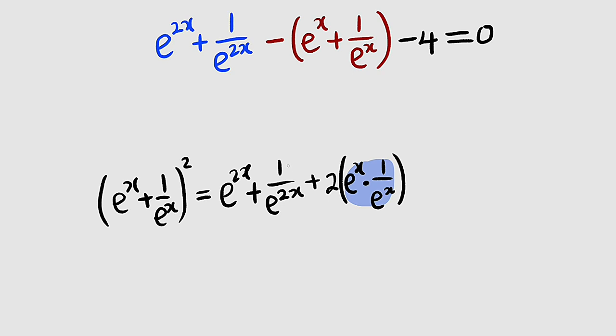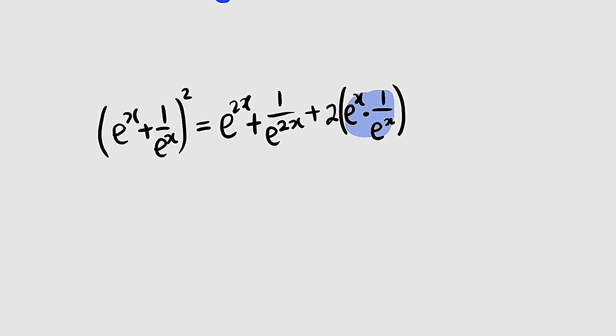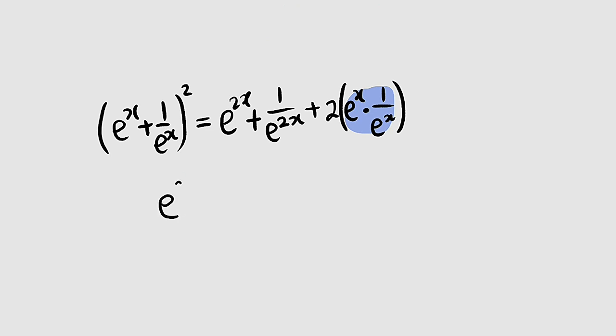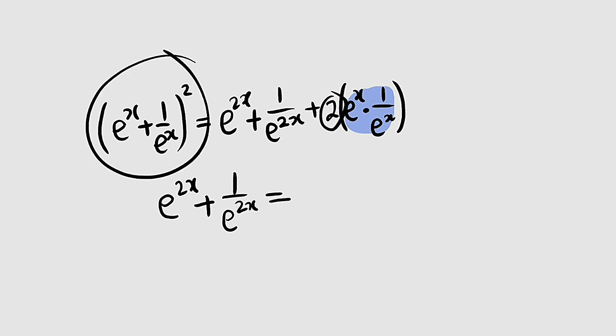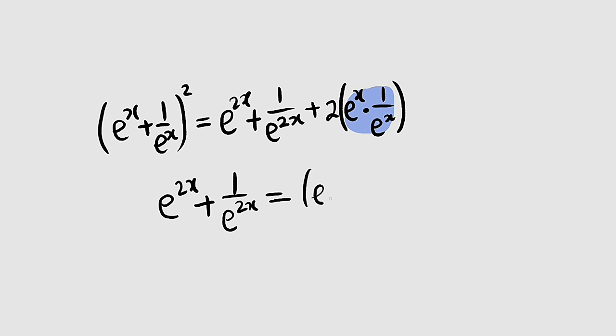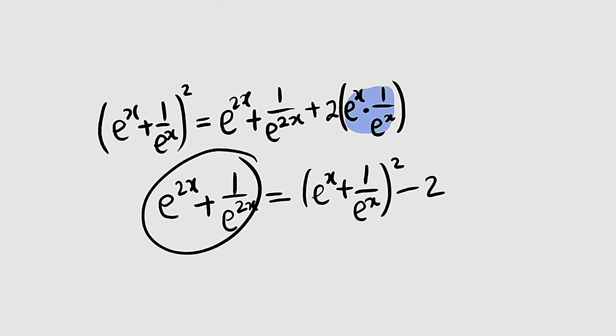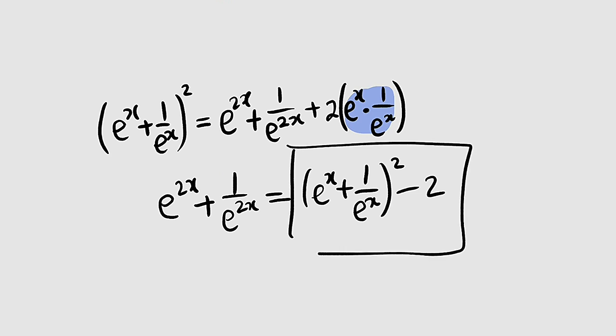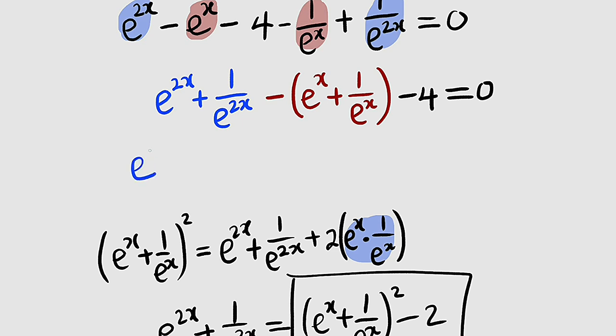So if we decide to make this the subject, it is going to be e^(2x) + 1/e^(2x) equal to (e^x + 1/e^x)^2 minus 2, right? So instead of this, we can now substitute it with this one, right? That's what I mean. So we have (e^x + 1/e^x)^2 minus 2.